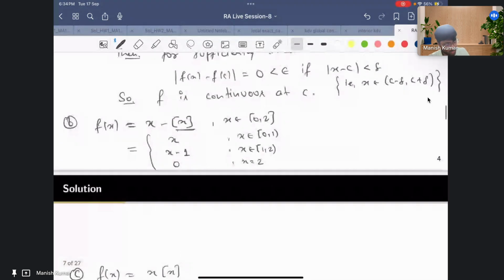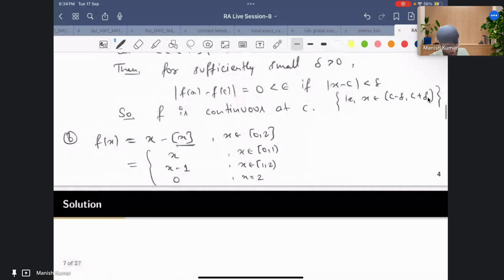If you want to plot the graph, you can plot it in this way. We have 0 and then 1, let's say, and then this is 2. In 0, 1 you have that this is just x.